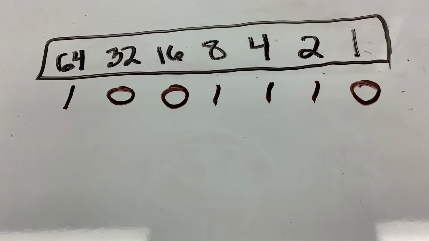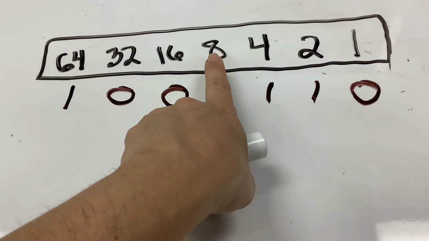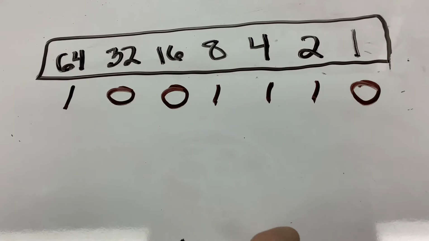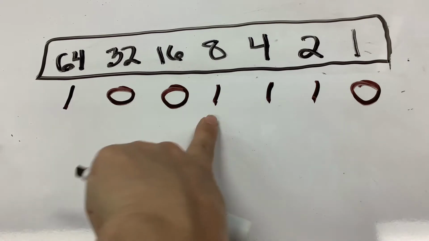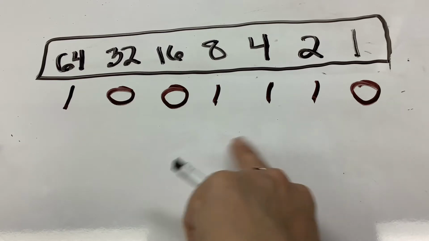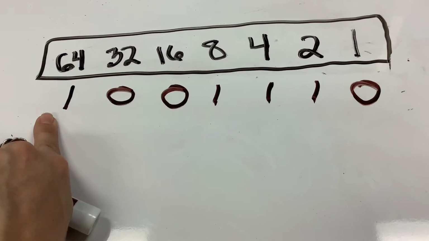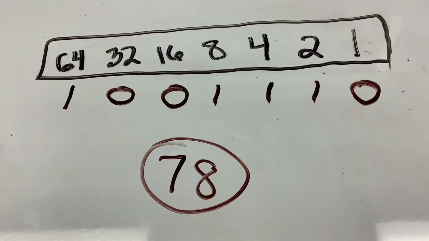So now we've got to think about, great, where are my ones? And then what numbers am I adding? So in this case, we're going to add the 64, then the 8, then the 4, then the 2. And that's going to give us the decimal number for this particular binary number. So we're going to add 64, 8, 4, and 2. So right here we have a total of 14. Add that to 64, I should have 78. So my decimal number here is 78.